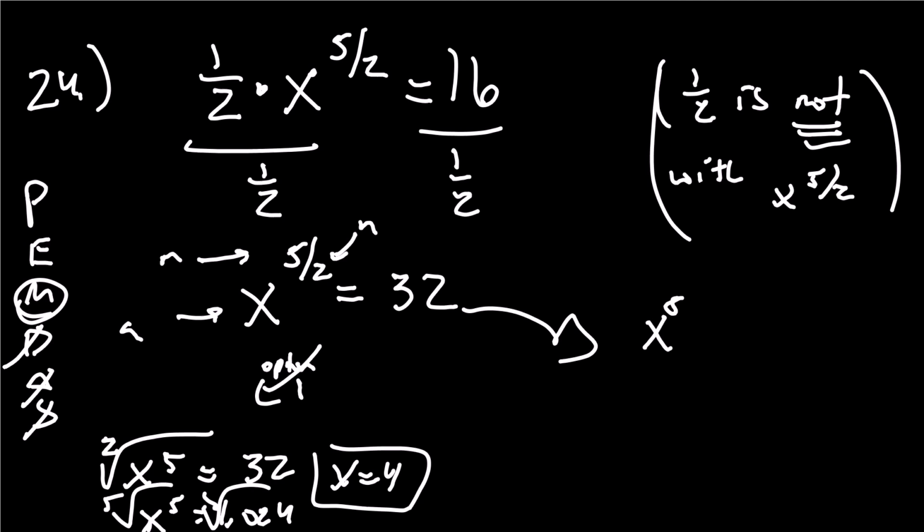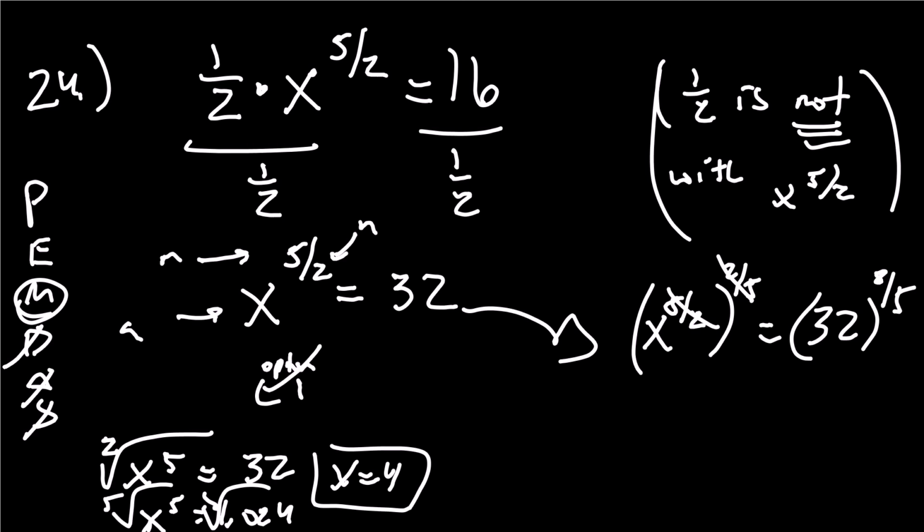I say I have x to the 5/2. I just raise both sides to the 2/5 because the 2/5 will cancel. And as long as I do it to both sides, I'm allowed to do that. I get x is equal to 4. Final step, we have to check that it works.